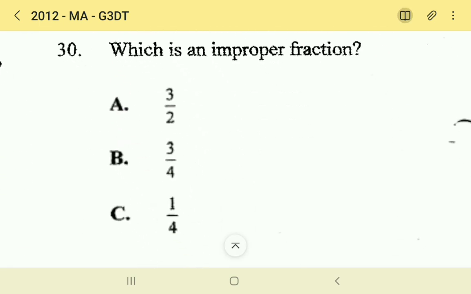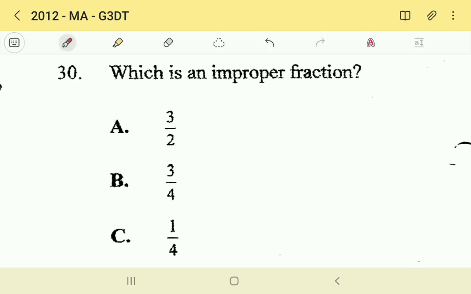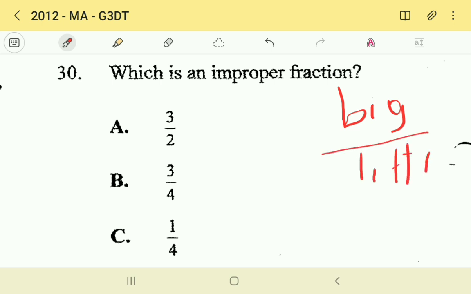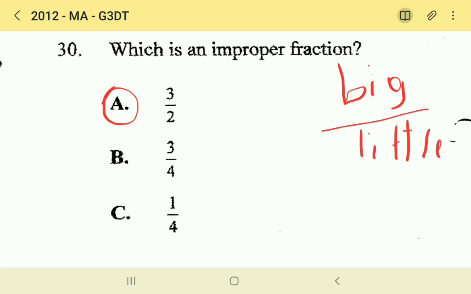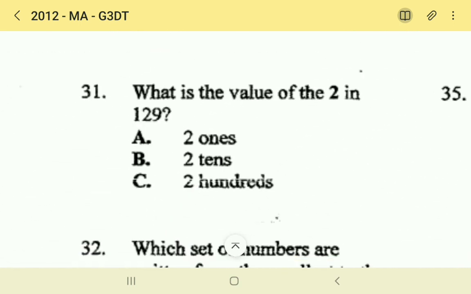Alright, moving on to 30. Which is an improper fraction? When you hear improper, you think of big over little. If you want to say big over small, same thing. So anyone with the bigger number at the top is an improper fraction, like a character upside down. So which one has the bigger number at the top? It's A. That's the improper fraction. Good job. Moving on, guys.